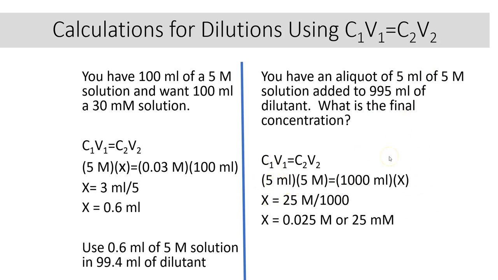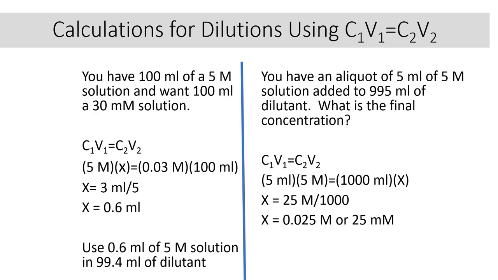On the other side, this concentration is what I'm trying to calculate. I need to know the final volume of my dilution. I know that I added 995 ml of the diluent and I used 5 ml of the aliquot of my stock. So the total volume of my final dilution is 1000 ml. I solve it out to get 25 molar over 1000 or 0.025 molar, which is a small number, so you would want to convert it into millimolar instead, and I get 25 millimolar of my diluted mixture. That is the concentration of my diluted mixture.